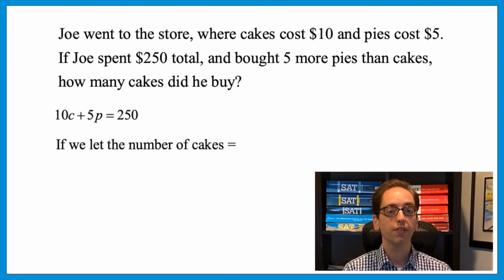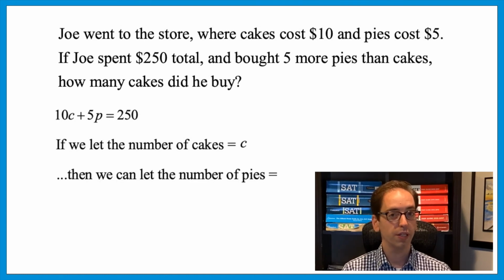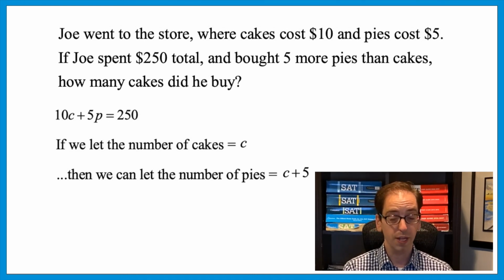If we let the number of cakes equal C, then what's a really good name for the number of pies? We could call the number of pies C plus 5. They tell us there are 5 more. That way, both terms have the same variable. Now that we have that, think about how you could rewrite the new expression.